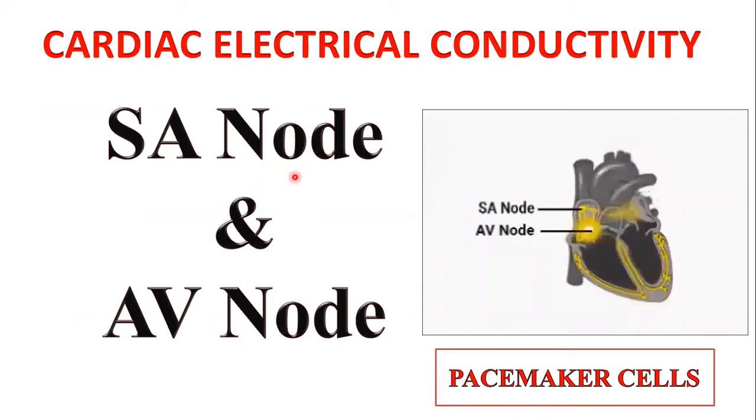More specifically, the SA node or the sinoatrial node is known as the pacemaker cells, because the heart muscles are involuntary in action. Involuntary means that the activity of the heart is controlled by itself, not by the nervous system, so they regulate their activity without nervous control. So the conduction or activity of the heart is initiated by specific cells or a specific point known as the pacemaker cells.